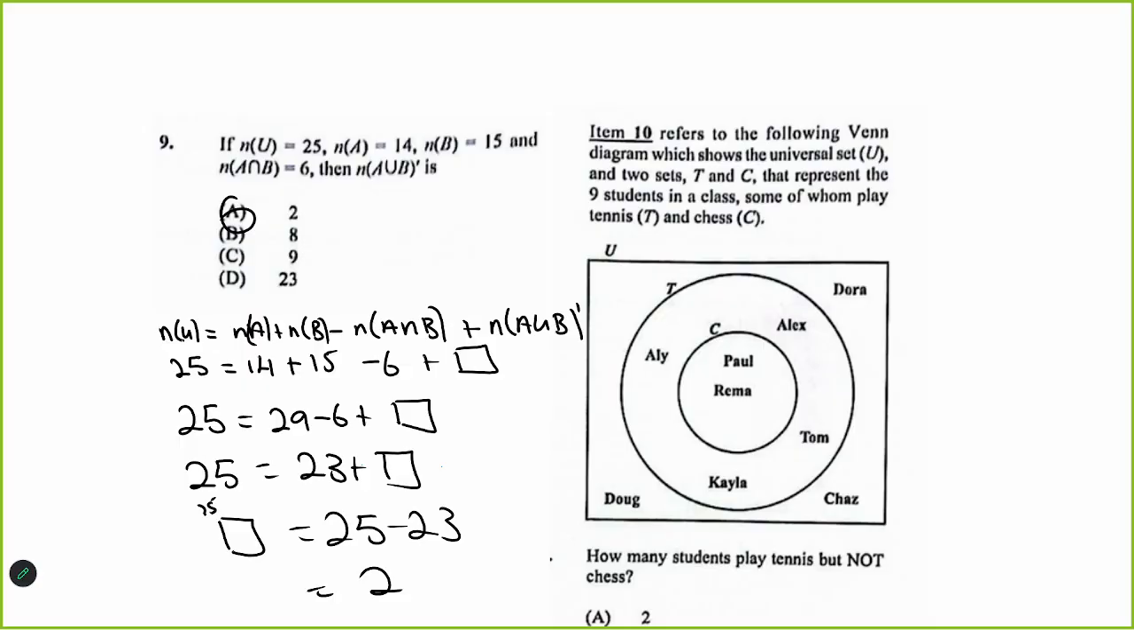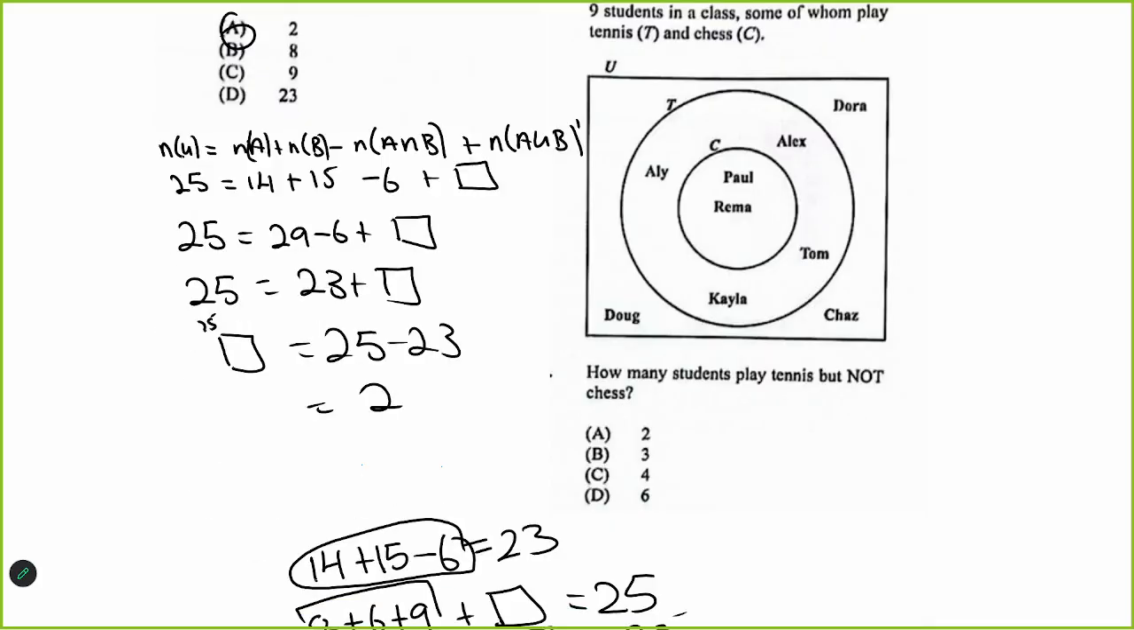Sure. Right. So now we are going to do number 10. Item 10 refers to the following Venn diagram, which shows the universal set U. The two sets T and C that represent the 9 students in class, some of whom play tennis and chess. Now if we look at this, we can see that everyone who plays chess also plays tennis. Yes? Because everybody inside here is also inside your tennis.